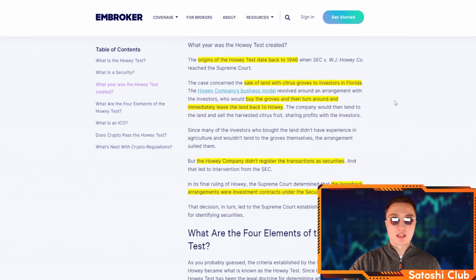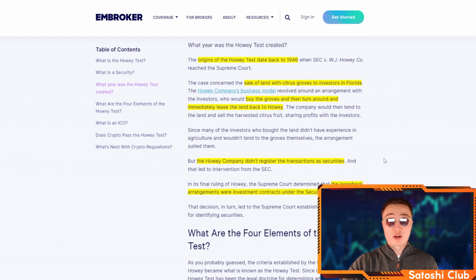Now, the Howey Test, a little bit of background: it dates back to 1946 when the SEC versus W.J. Howey Company reached the Supreme Court. The case concerned a sale of land with citrus groves to investors in Florida, and the Howey Company's business model revolved around an arrangement with the investors who would buy these groves and then turn around and immediately lease them back to Howey, right? And there was a profit here for everyone, and the company would tend to the land and sell the harvested citrus fruits, basically raising funds to purchase more and more land. But the Howey Company didn't register as a security, right?